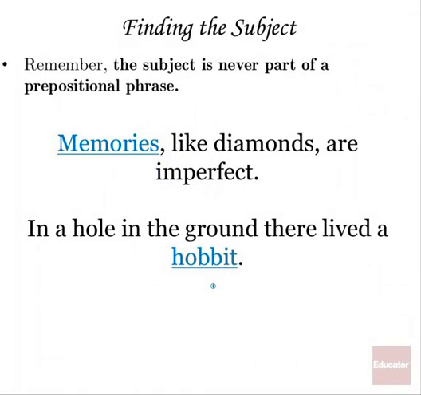And finally, remember, the subject is never, never, never, never part of a prepositional phrase. Let's look at: memories like diamonds are imperfect. Memories like diamonds, prepositional phrase. Diamonds is never going to be the subject of this sentence because it's in a prepositional phrase. And we have again, in a hole, in the ground, prepositional phrases, there lived a hobbit.